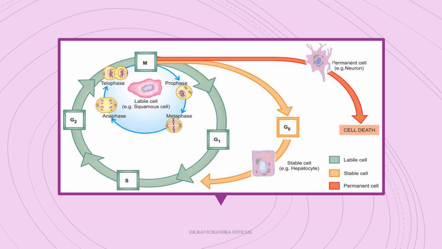As we discussed, in a labile cell, there will be G1 phase, S phase, G2 phase, and M phase in a cell cycle. In the stable cell, there will be G0 phase, synthetic phase, G2 phase, and M phase. Whereas in a permanent cell, that is like neuron, there will be cell death once the cell undergoes damage. There will not be any regeneration or repair.